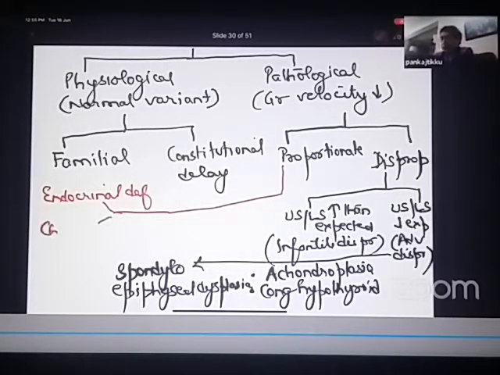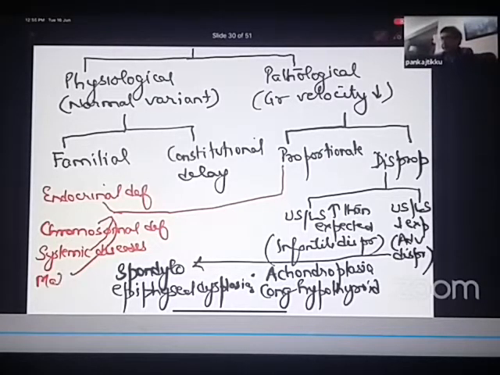Second is chromosomal disorders such as Turner syndrome or Down syndrome. So which type of chromosomal disorders present with short stature? Turner syndrome, Down syndrome. Then another example of proportionate short stature, systemic diseases such as chronic renal failure. And the last type is malnutrition. So these four are the types of proportionate short stature, and all are pathological, all have underlying pathologies.